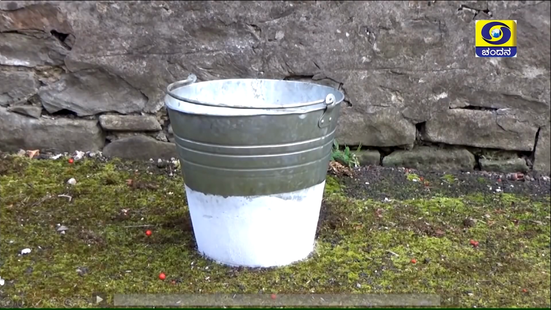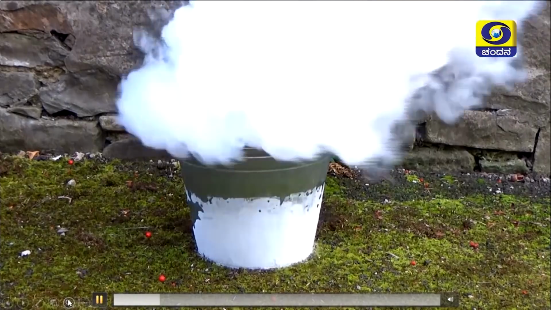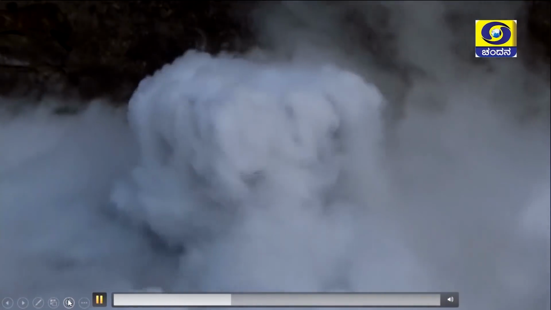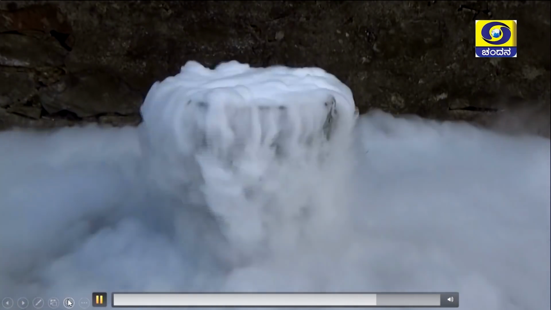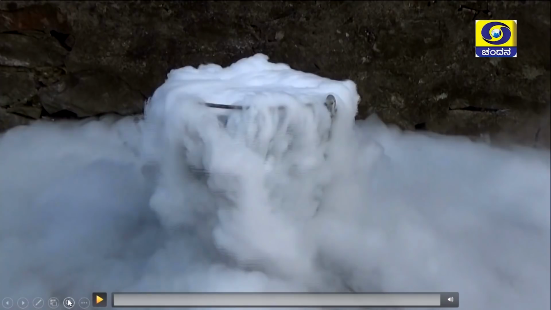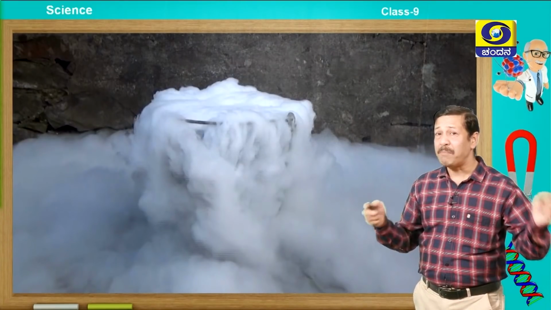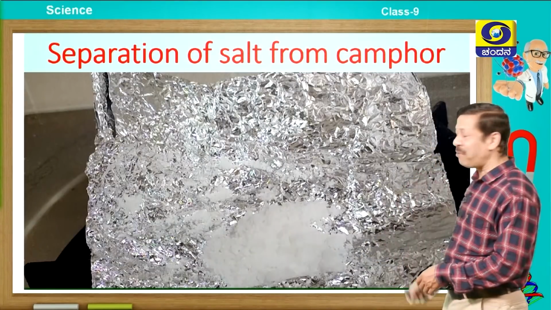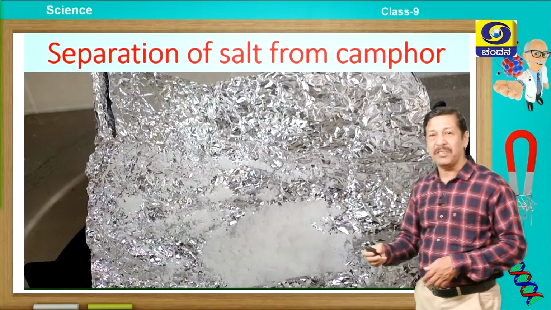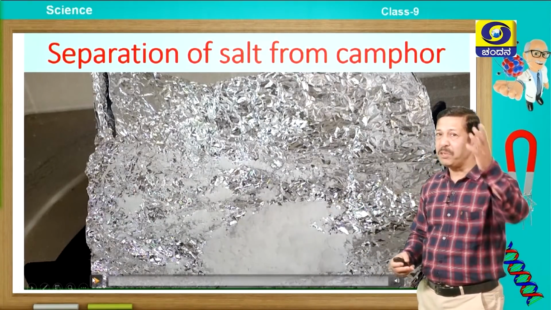In a bucket, I have taken some dry ice, I am adding hot water to that. What are you observing? See here, the ocean of carbon dioxide. So, dry ice is an example of a sublimable substance. Now, let us see a method of separation of salt and camphor. This is the activity I am showing you.